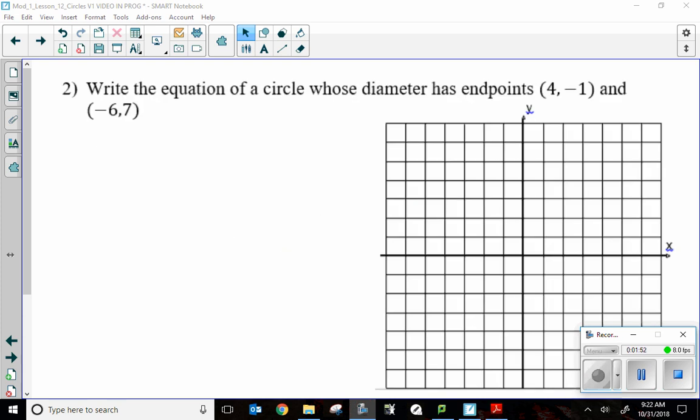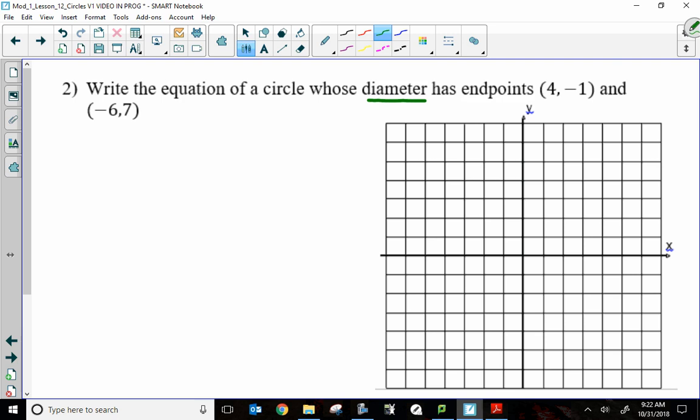On to number 2. Write the equation of a circle whose diameter has the endpoints 4, negative 1, and negative 6, 7. Okay, what we need to know here is this right here, the diameter, okay?